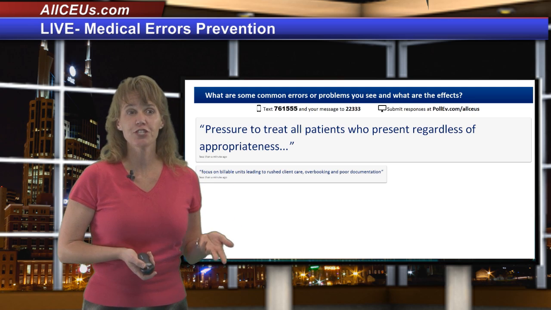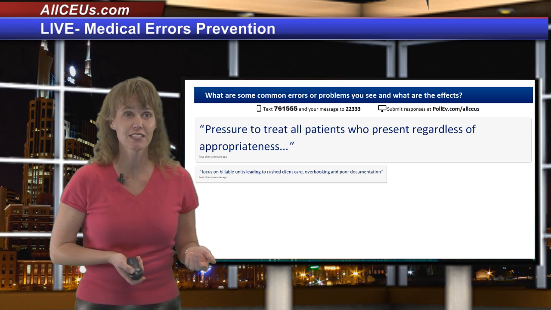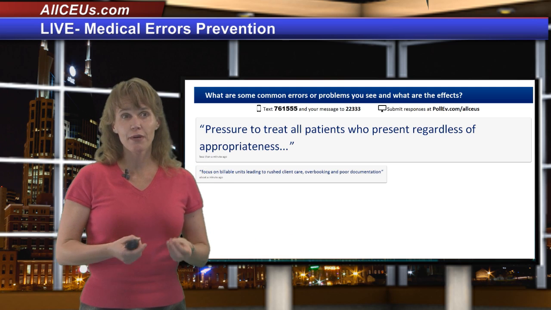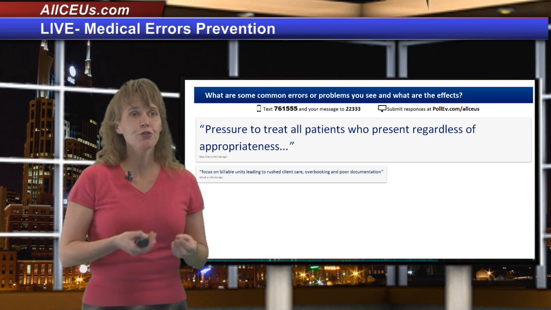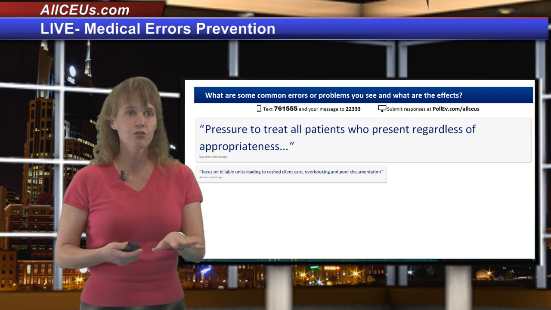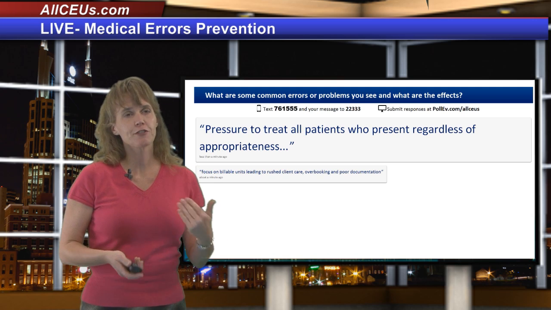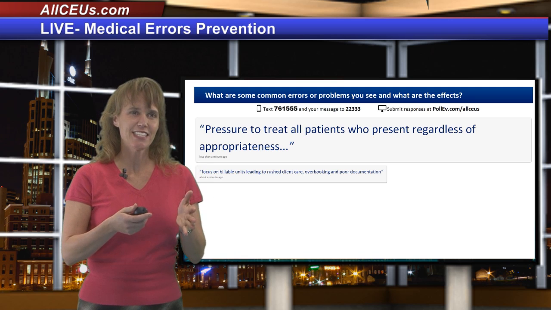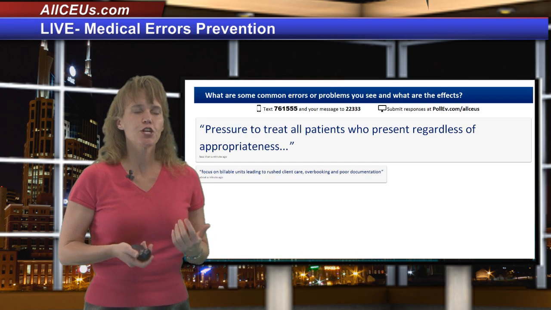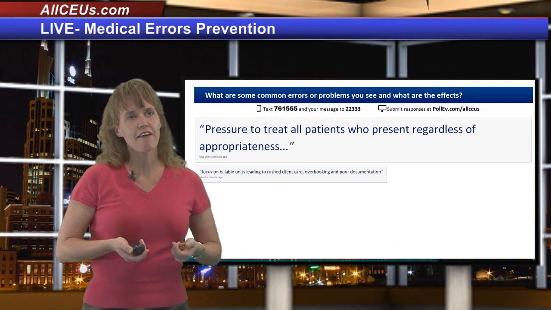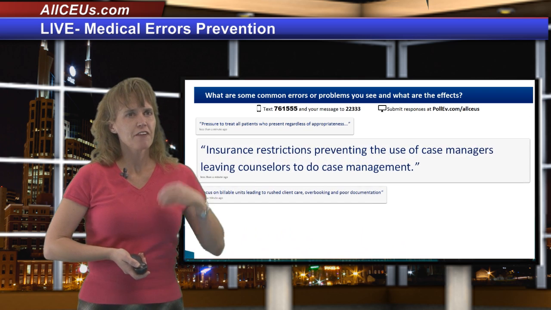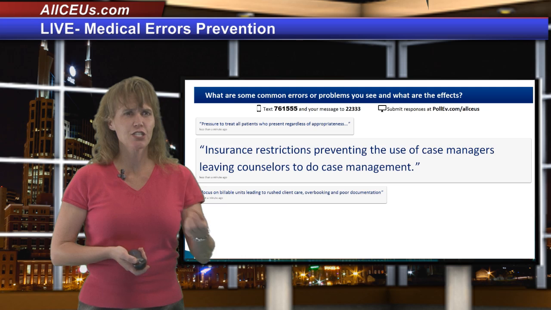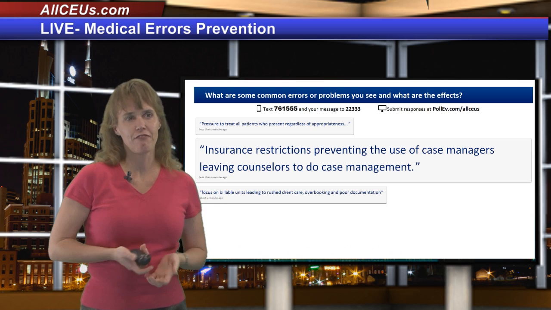Pressure to treat all patients who present regardless of appropriateness. So you may have patients who come in who would benefit from a different type of care, or who may not be ready for the particular level of care that you offer, but there's pressure, again, more on the census than what makes sense. So that's another thing that you need to look at from a medical error perspective. If you put somebody in an inappropriate type or level of care, it's going to probably backfire.